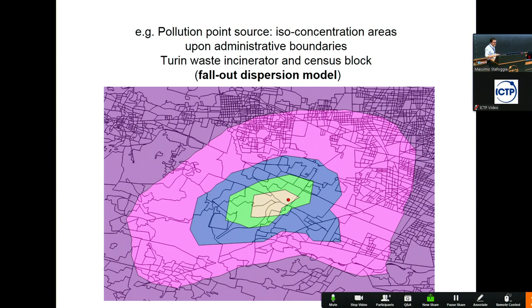And so this is a very simple example. This is a pollution point source, a waste incinerator in Turin, and it's the red dot here. There has been a concentration modeling around that. And then you can see all the census blocks, in this case very fine spatial scale units, which is where the population lives. And so the next step will be how to basically overlay the population data with the exposure data.